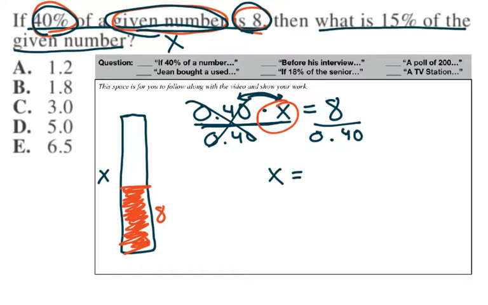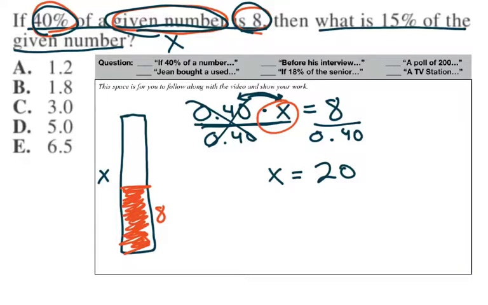Now, if you had done it the opposite way, if you accidentally typed in 0.40 divided by 8 first, you would get something completely different. So make sure you do it in the correct order. Type in the 8 and then divide it by 0.40. So I get 20 here.